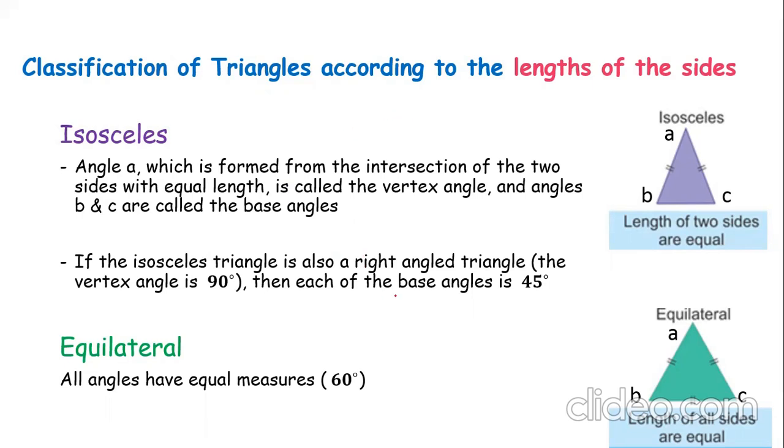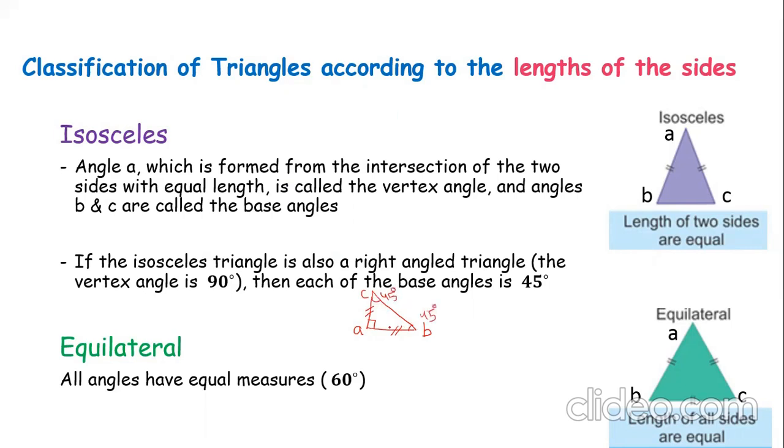So if we have this triangle here, the isosceles, and let's call it ABC, where A is the angle with the size 90 degrees, here we have the length of AB is equal to the length of AC. In this case, each of C and B has a measure which is equal to 45 degrees.